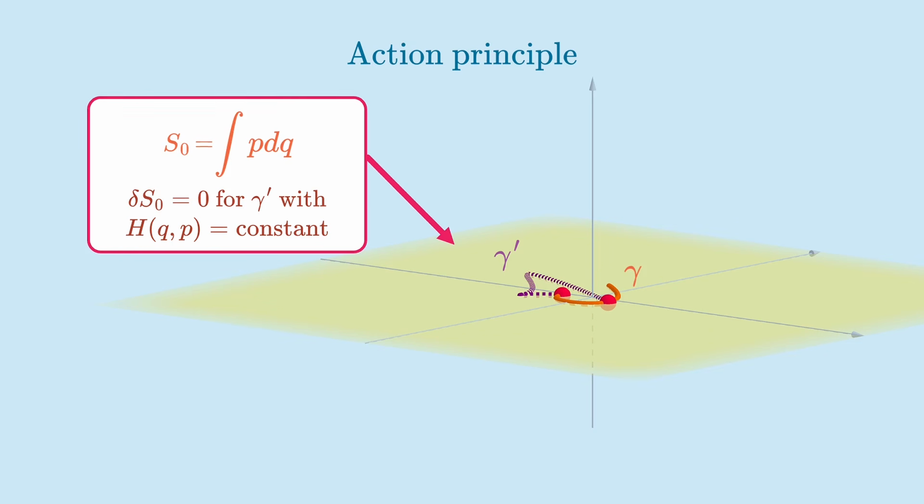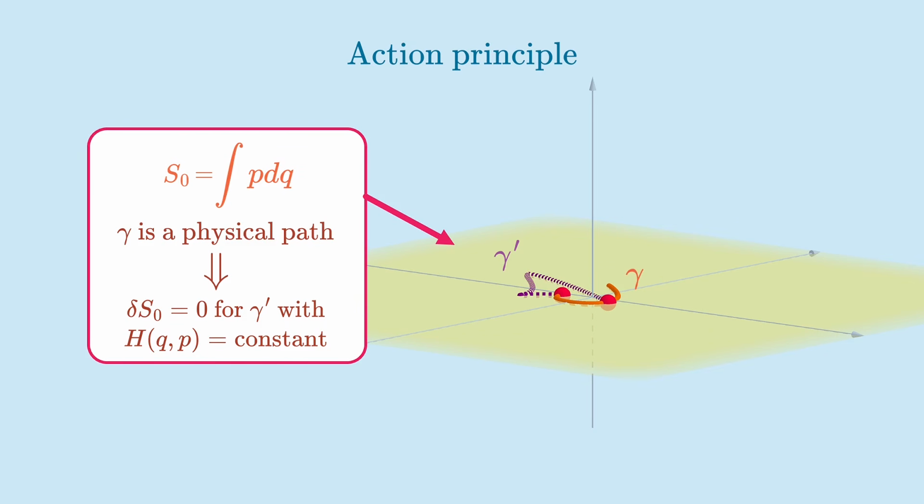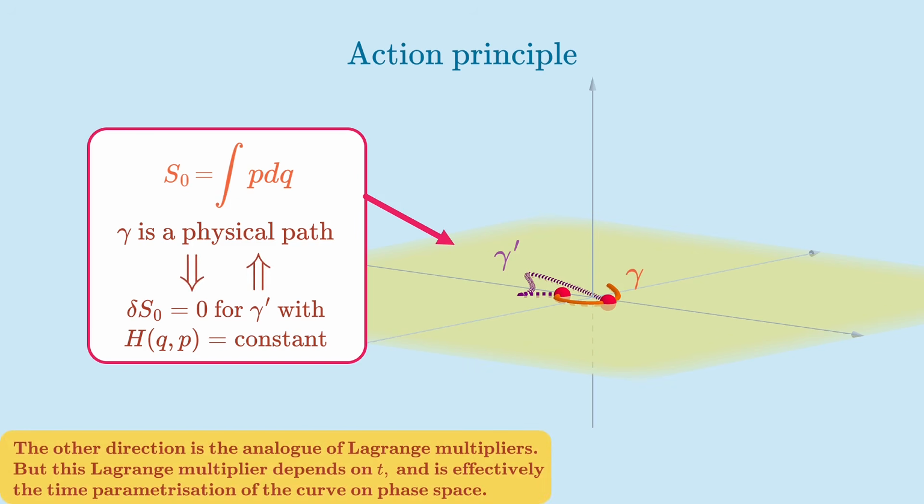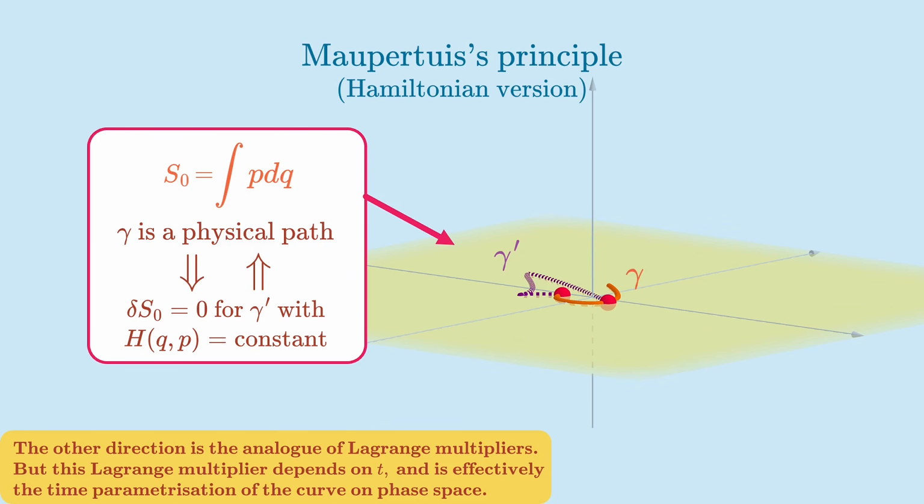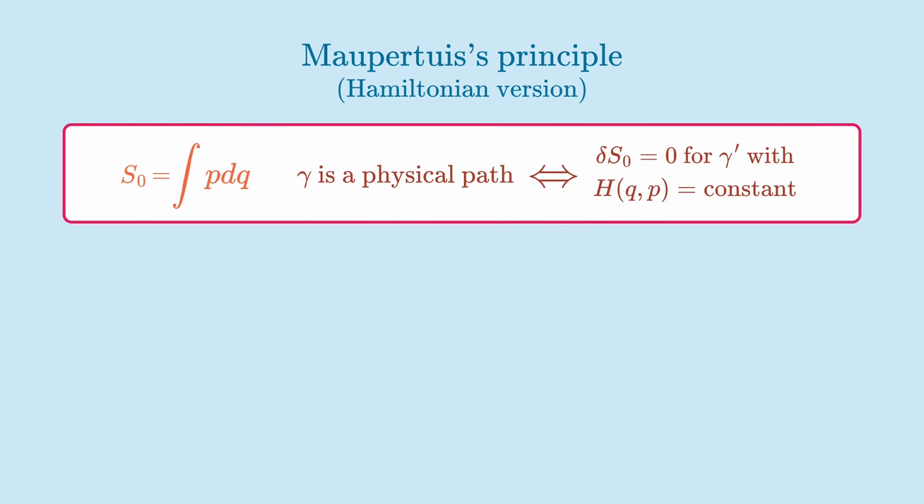In other words, if gamma is a physical path on the QP plane, then delta S0 equals 0 among paths on this plane that have the same endpoints and constant h. Turns out the other way is true as well, but it's a bit trickier to show. This statement is what I'll call the Hamiltonian version of Maupertuis' principle. I've only illustrated one dimension of Q and one dimension of P for us to visualize, but you can generalize to higher dimensions with vector P dot dq.